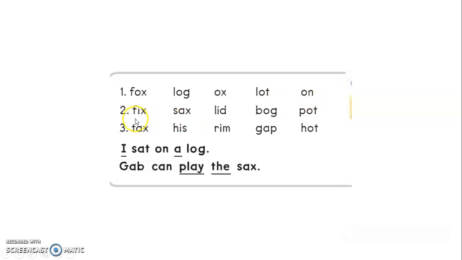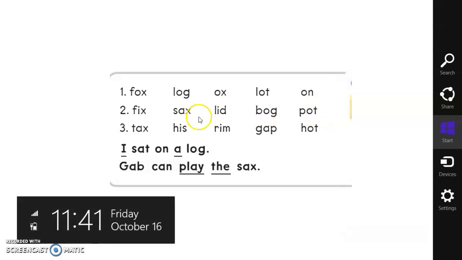Row 2. Ix, fix. Ax, sax. Id, lid. Og, bog. Pot, pot.